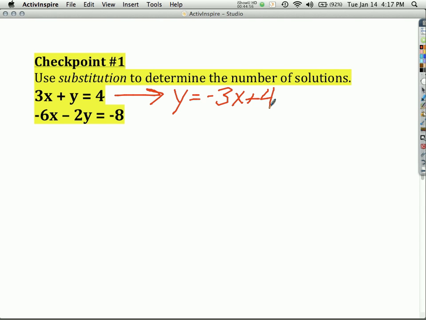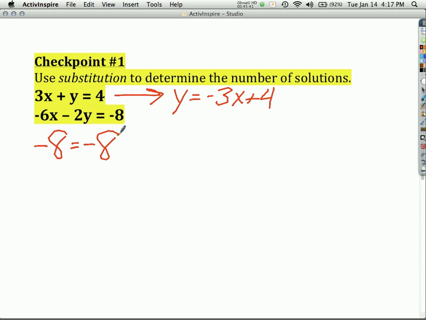So now we substitute into here. We do some work, and then we end up with something. What do you end up with at the bottom after you do all the work? Okay, what did you end up with, Alyssa? You should have ended up with -8 equals -8. And if you get the same number on both sides, that means infinite solutions. Okay?